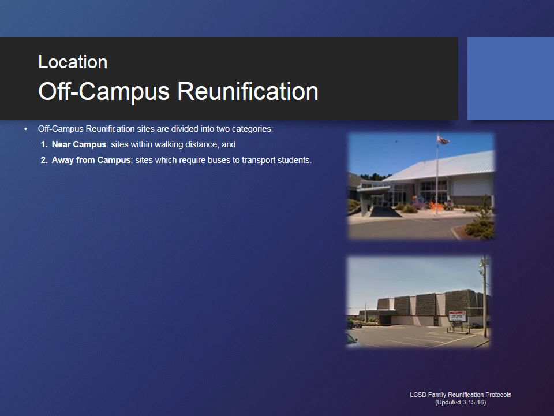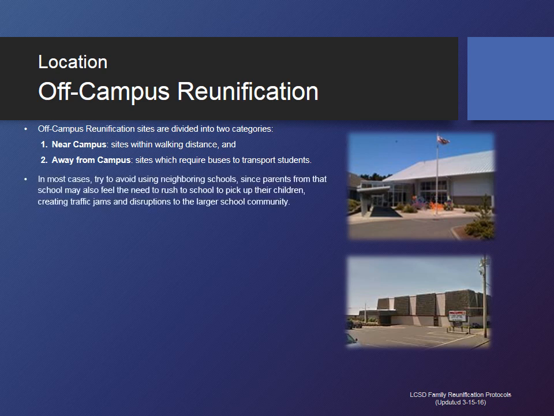Off-campus reunification sites are divided into 2 categories: near campus, that is sites within walking distance, and away from campus, sites which require buses to transport students. In most cases, try to avoid using neighboring schools, since parents from that school may also feel the need to rush to school to pick up their children, creating traffic jams and disruptions to the larger school community.